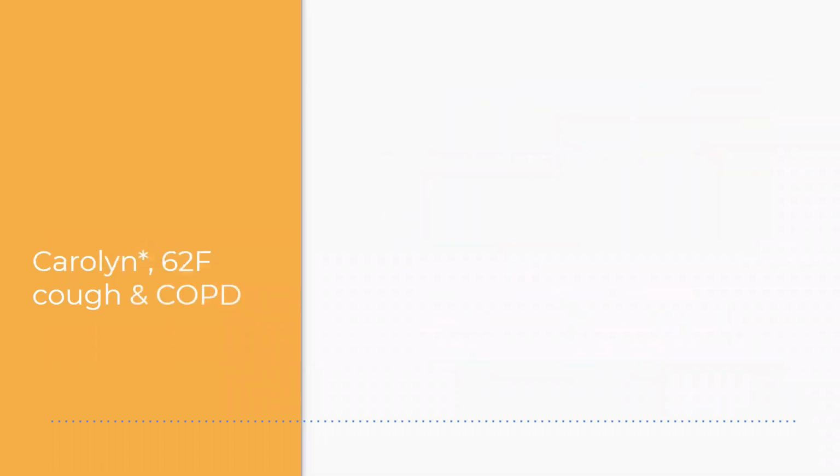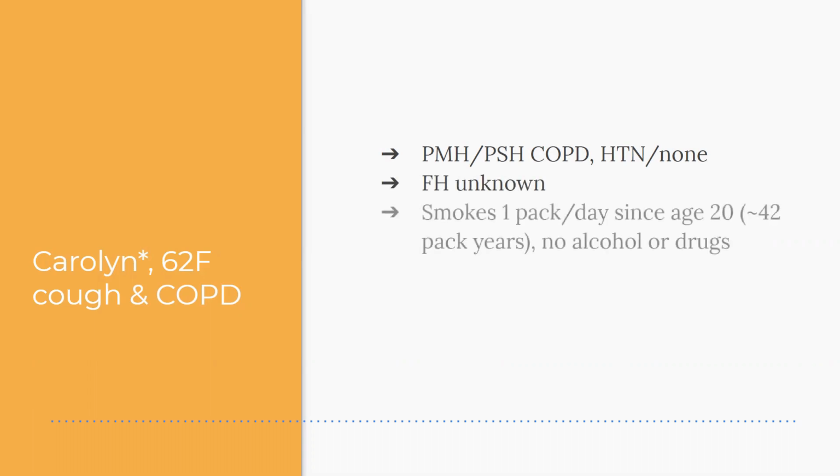which is important when we get into talking about COPD exacerbation. Past medical history and surgical history, according to her, because we don't have her record. She's a brand new patient. She has a history of COPD and hypertension, and she hasn't had any surgeries before. Her family history is unknown, nothing contributory there. She smokes a pack a day, and she has since age 20, so that's about 42 pack years. No alcohol or drugs. Blood pressure today is 138 over 86. Her heart rate is 90, oxygen is 94, and her BMI is 31.